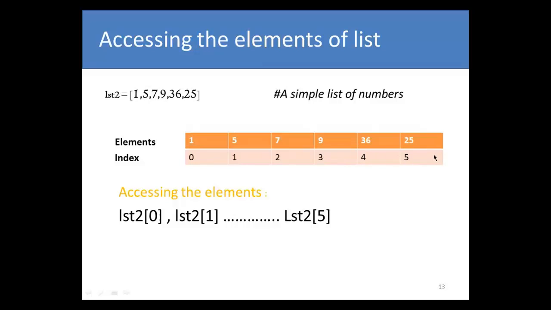It starts from 0 and goes up till the length of the list minus 1. For example, we have 6 elements in this list, and the indexing starts from 0 and goes up to 5, that is 6 minus 1. So this is how indexing of the elements in a list works.